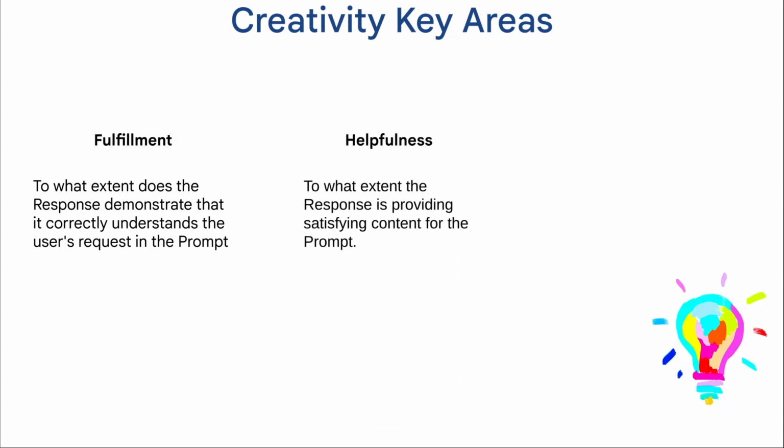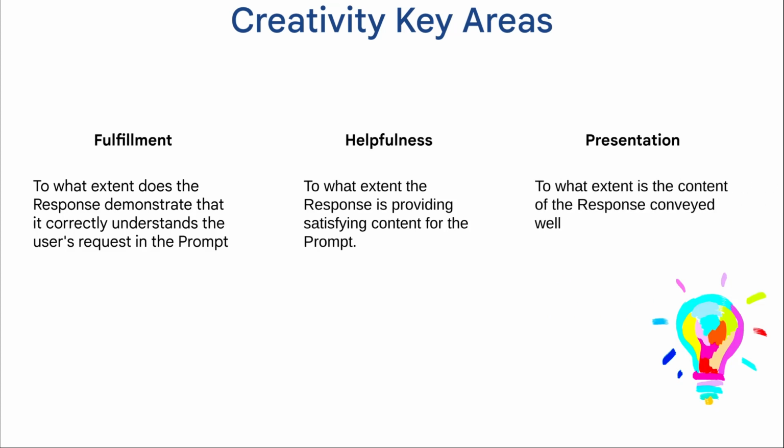The first area is fulfillment, which means to what extent the response demonstrates that it correctly understands the user's request in the prompt. The second area will be helpfulness, to what extent the response is providing satisfying content for the prompt. And the third area will be presentation, to what extent the content of the response is conveyed well.